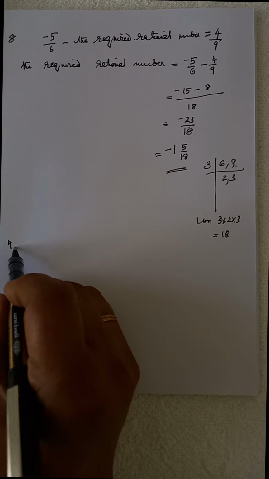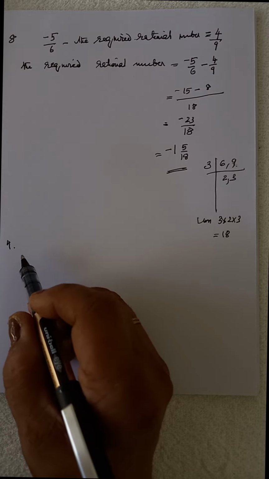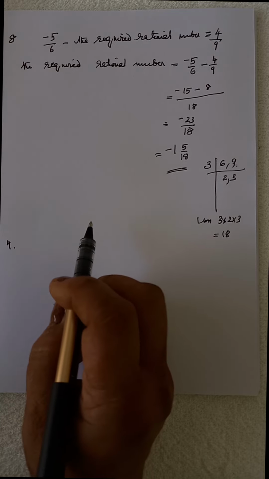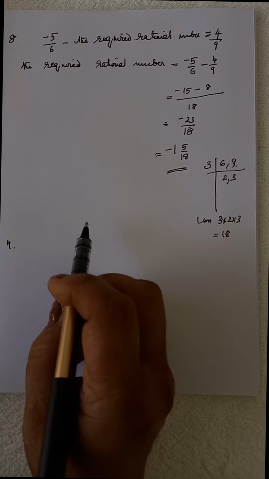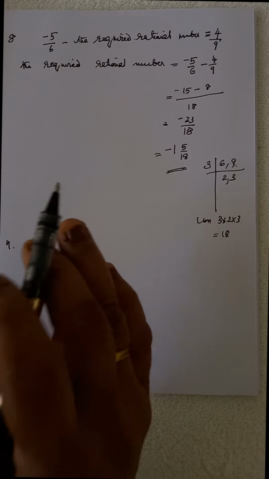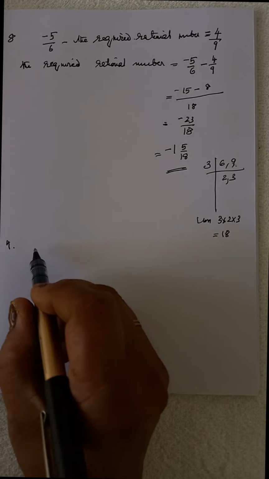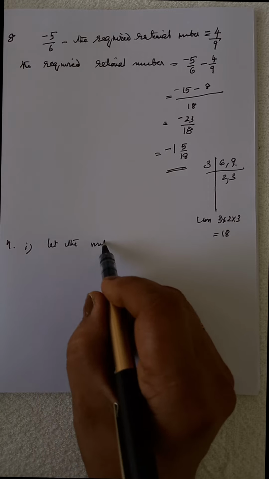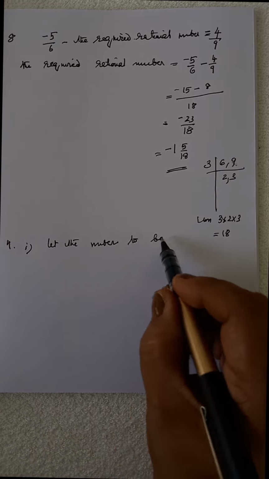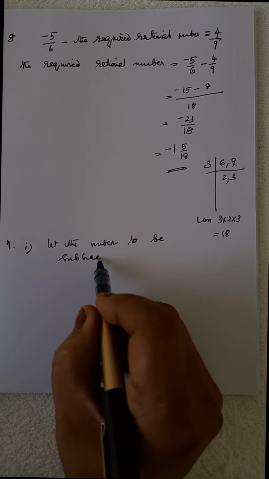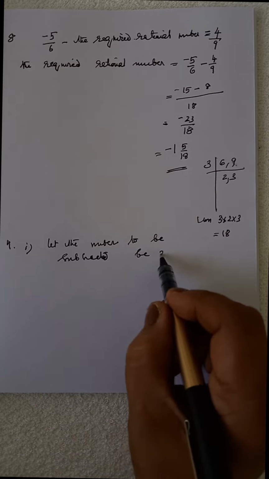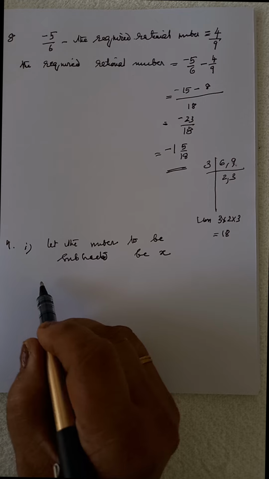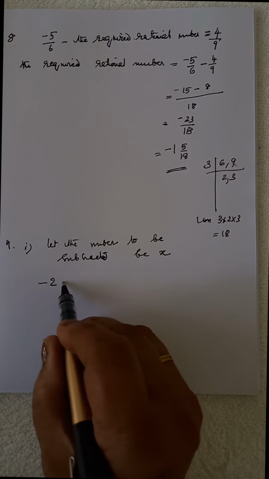Now the ninth question. See the ninth question from the text. There is one sub-question: what should be subtracted from minus 2 to get 3 by 8? So, we want to subtract one number from minus 2. At first we may write this as: let the number to be subtracted be x. Like that we have to write. Then what is the question? Read again. What should be subtracted from minus 2? From minus 2 we want to subtract this x.